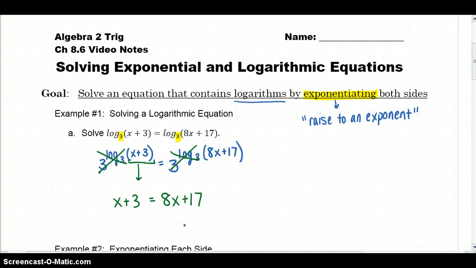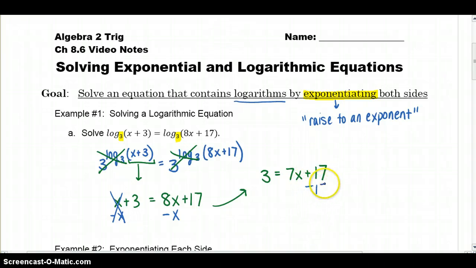And now this is just a simple equation to solve. Remember, if we have multiple x expressions, we got to get them together. So I'm going to go ahead and subtract x from both sides. Gets rid of it over here. And then I'm going to be left with, let's write it over here, a 3 on left side. 8x minus 1x is 7x plus 17. Then let's subtract 17 from both sides.